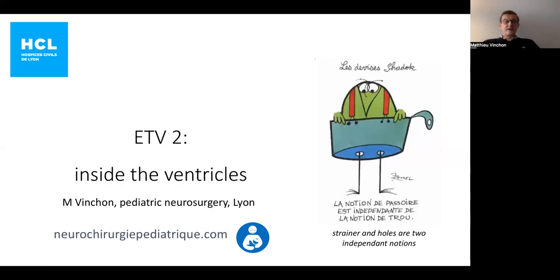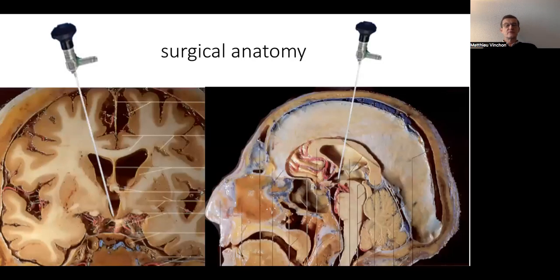Hello again. Now we are going to speak about the really endoscopic part of endoscopic third ventriculostomy. What happens when you're inside the ventricles? First, you have to think about the anatomy, which structures you will need to traverse before reaching your target, which is the floor of the third ventricle.